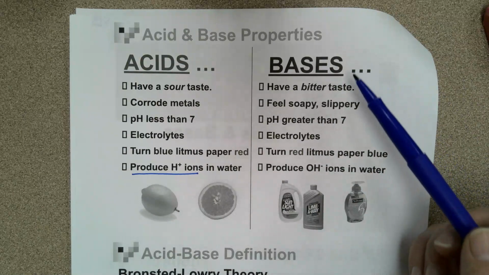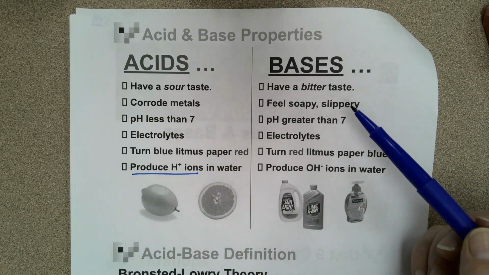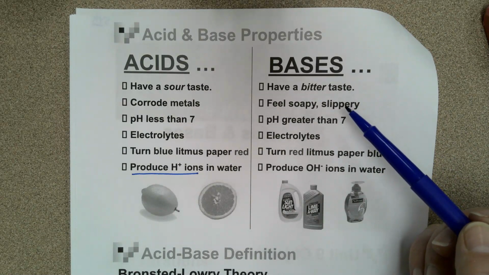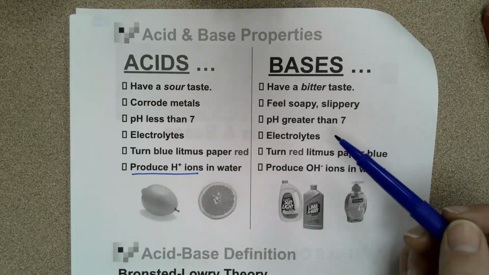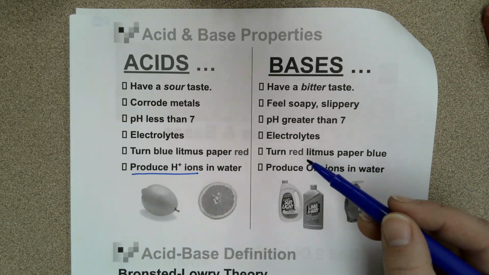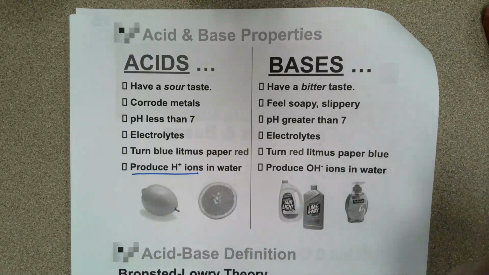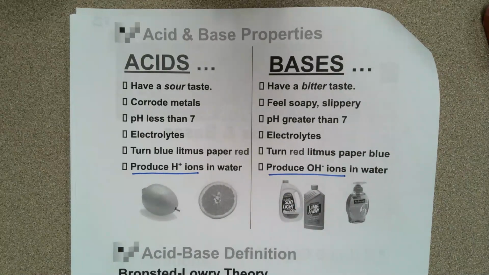With bases, they're going to feel soapy or slippery. So a soap is a base. Think about how soap feels between your fingers. pH is greater than 7. They are also electrolytes. They will turn red litmus paper blue, and they will produce hydroxide ions in water.